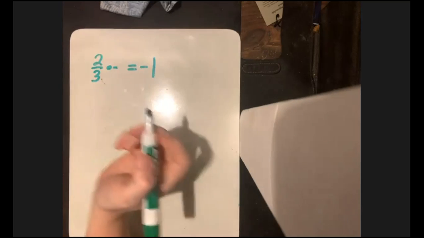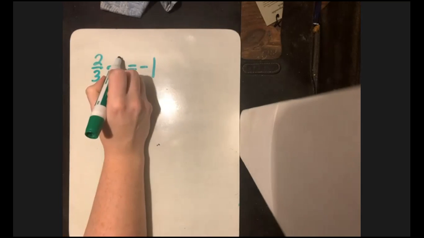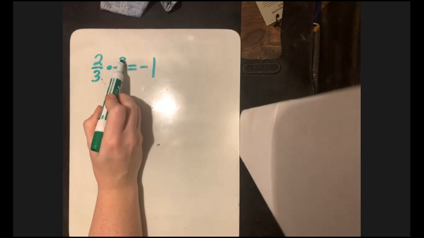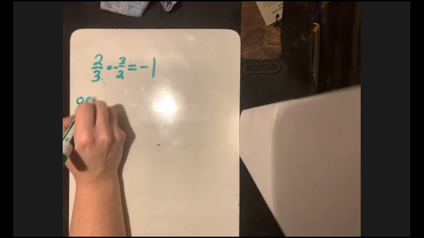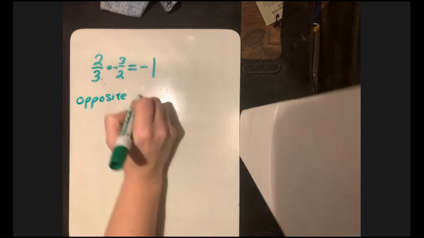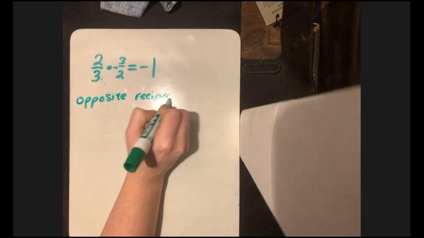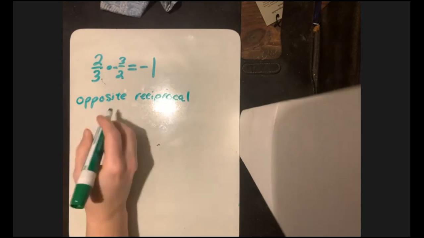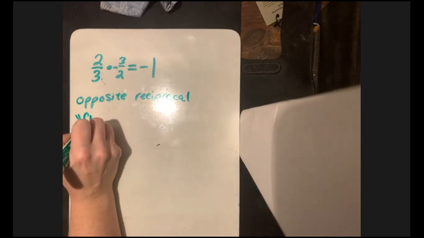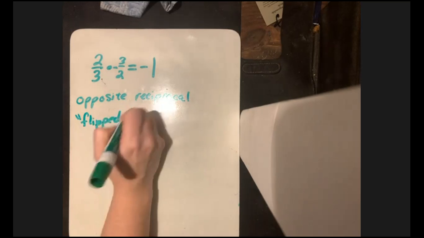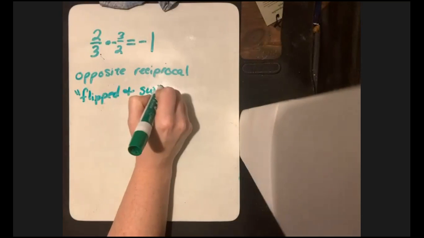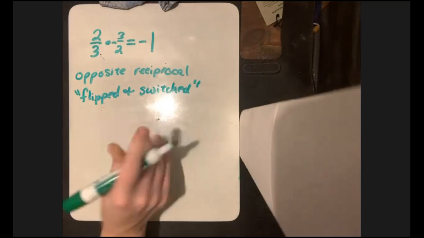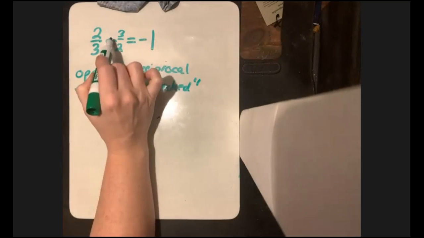Okay, I'm going to need to pick up a negative. The other thing is, and you've probably seen this before, is we're going to use the reciprocal. The idea here being that I'm going to get 6/6, which is going to go to 1. So a lot of times you will see this called opposite reciprocal. Okay. I often call it flipped and switched, meaning that I flipped it over and I switched its sign.